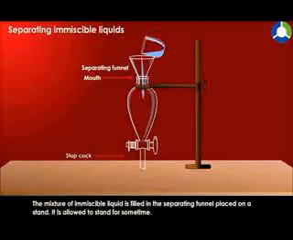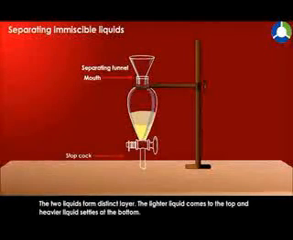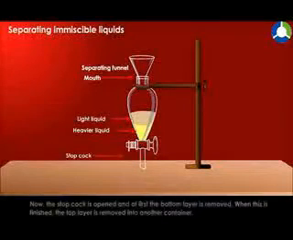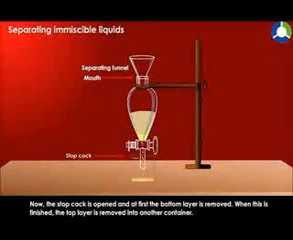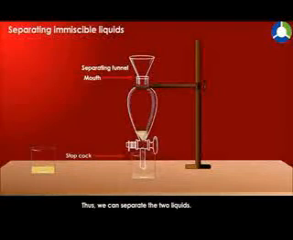The mixture of immiscible liquids is filled in the separating funnel placed on a stand. It is allowed to stand for some time. The two liquids form distinct layers. The lighter liquid comes to the top and the heavier liquid settles at the bottom. Now the stopcock is opened and at first the bottom layer is removed. When this is finished, the top layer is removed into another container. Thus, we can separate the two liquids.